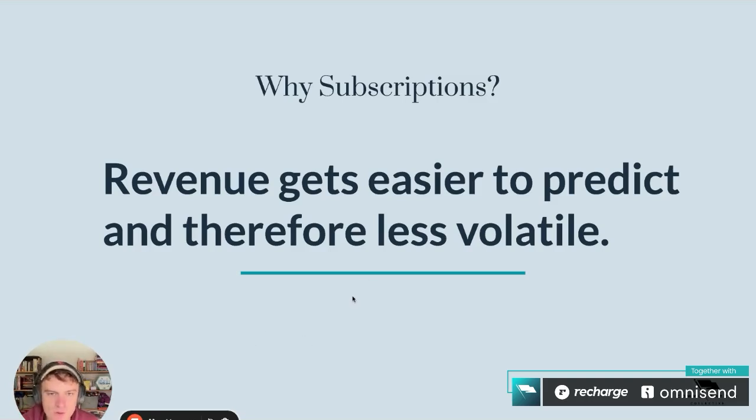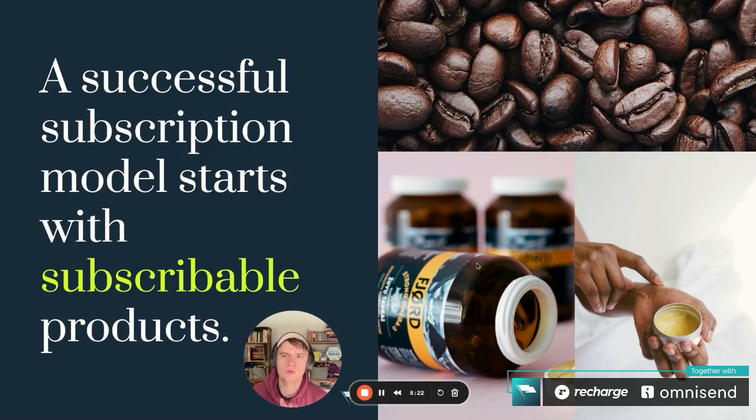Okay. So how do we do this? Well, it all starts with the product and a characteristic of a product that I'm going to call subscribability. This is a word I've just made up, but I think it's a good one to describe what we're talking about here. A successful subscription model starts with subscribable products. Say that 10 times fast.